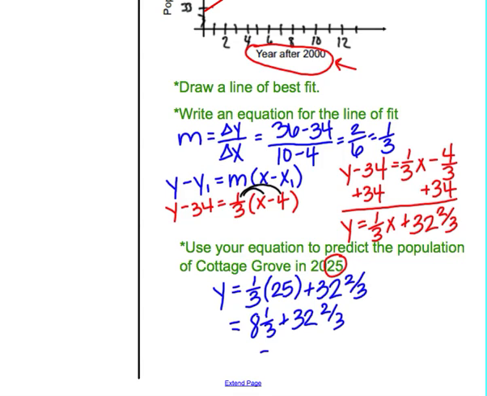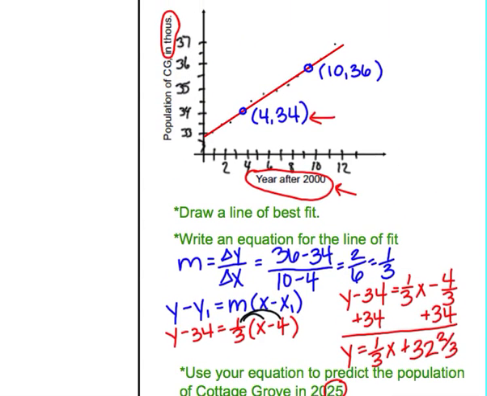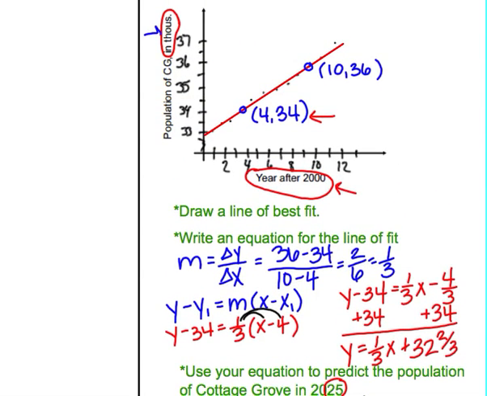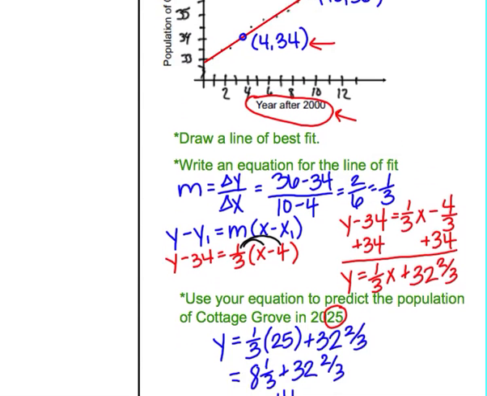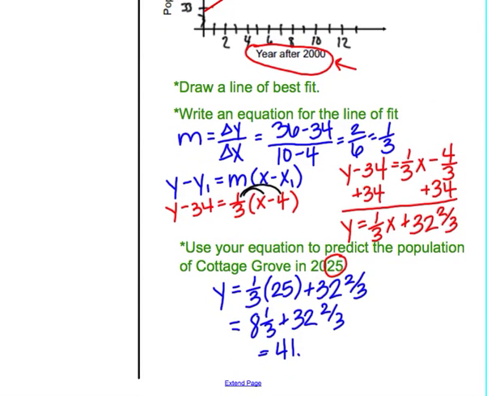Well, 8 plus 32 is 40, 1/3 plus 2/3 is 1. So I get 41, and then because if you recall up here, this is in thousands, therefore I can go ahead and simply put 3 zeros on the end to say that in 2025, Cottage Grove's population will be at 41,000 based upon this line of best fit.